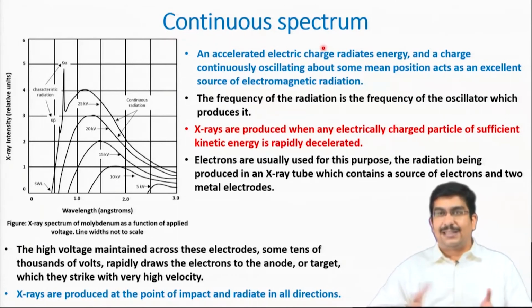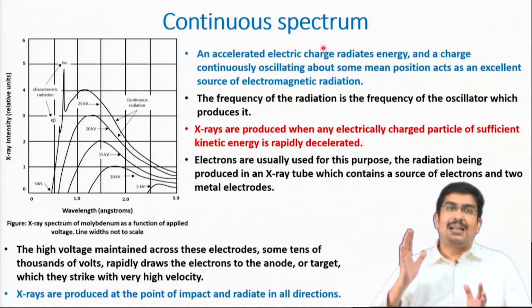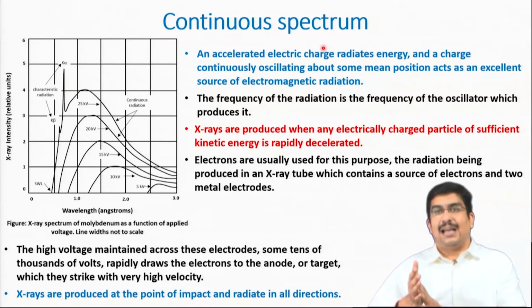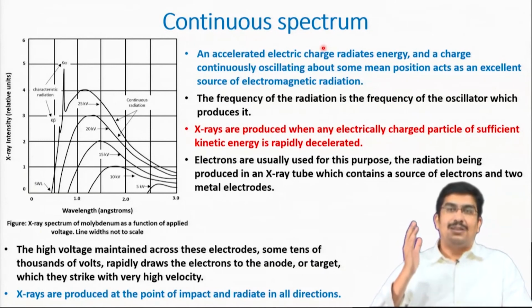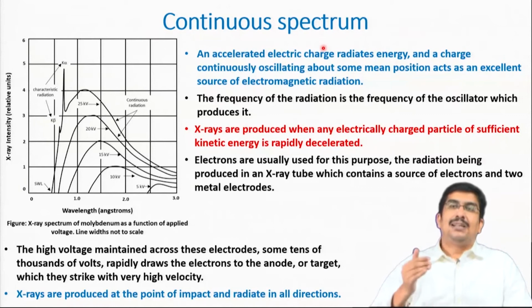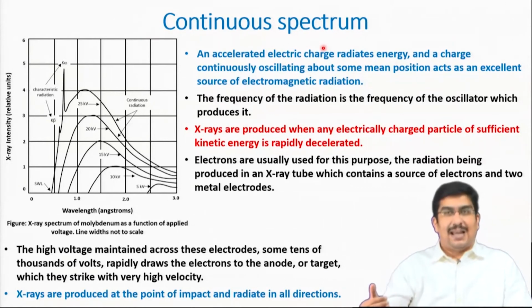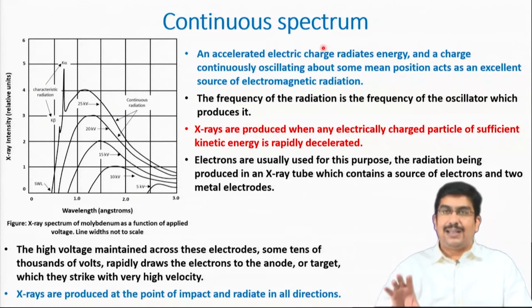The electrons are accelerated, and then unlike the electron gun, they are allowed to hit the anode. In the hitting process, when they hit the anode, those charged particles, the electrons, get decelerated, and in the deceleration process they emit X-rays as electromagnetic radiation. So that's how it happens. That's how X-rays, by and large, are produced in the X-ray tube.